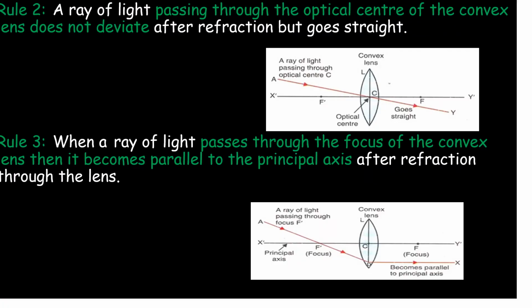Rule 2, a ray of light passing through the optical center of the convex lens does not deviate after refraction but goes straight. Rule 3, when a ray of light passes through the focus of the convex lens, it becomes parallel to the principal axis after refraction through the lens.